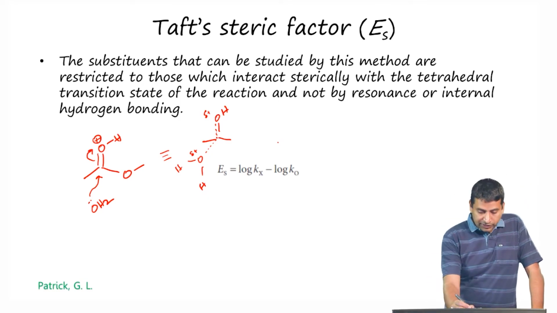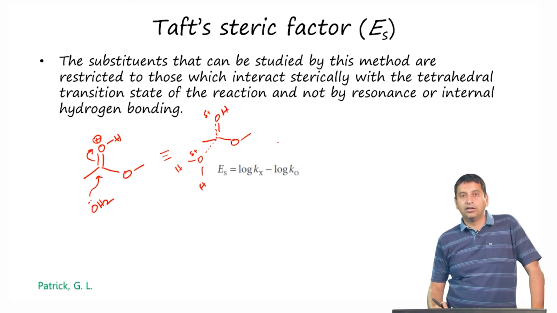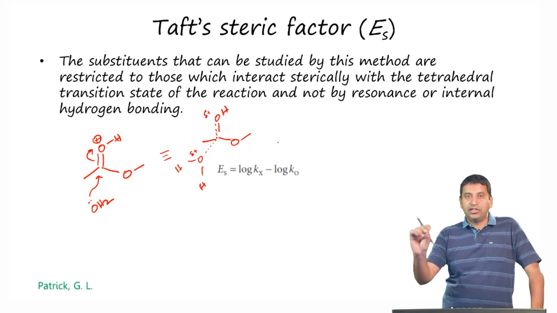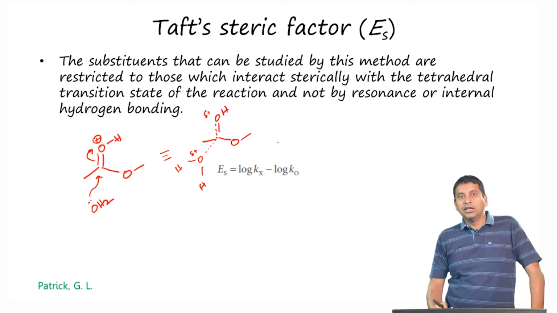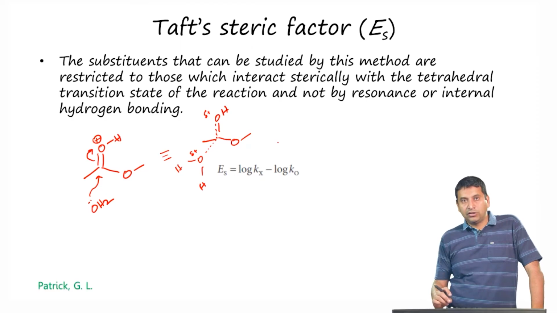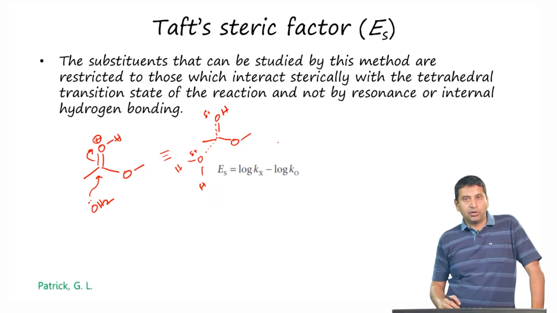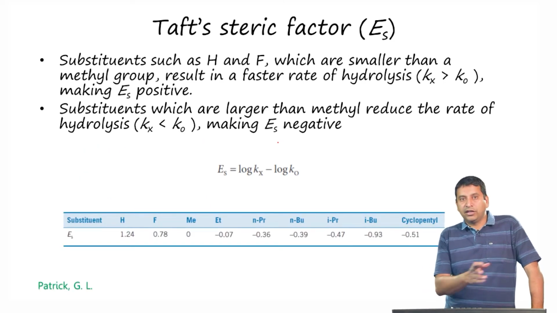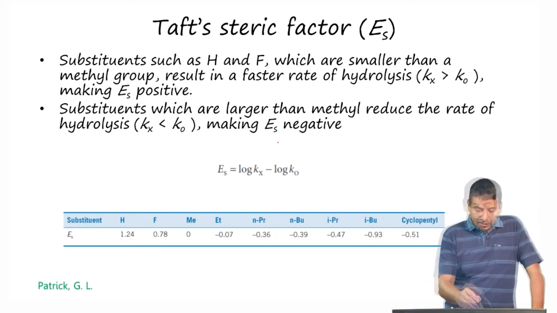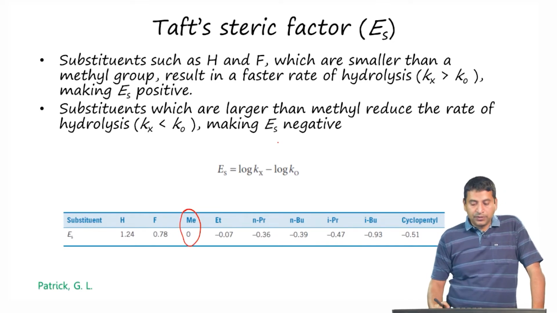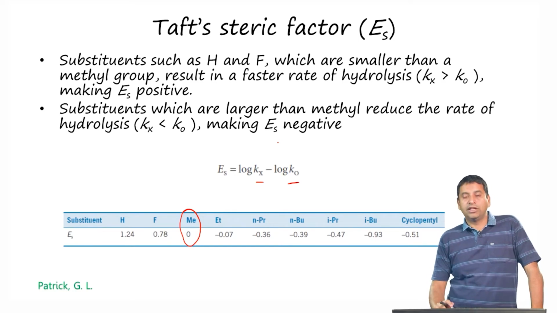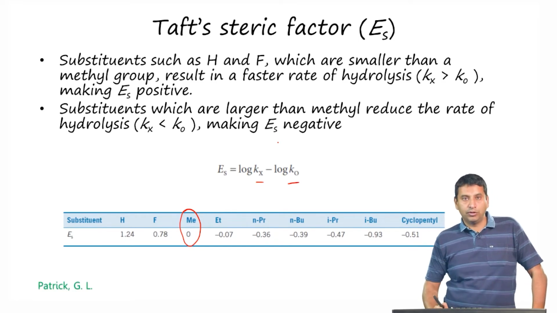So, if your steric center is going to interact with this tetrahedral transition state, then you will see an effect. Okay. So, this is not by resonance or by internal hydrogen bonding. So, we are going to use substituents which do not interact by resonance or by internal hydrogen bonding. So, based on this we can construct a table as shown here. Because we start with the methyl ester, we are assigning this a value of 0, because Kx will be equal to K0, and so log of that will give you a value of 0.